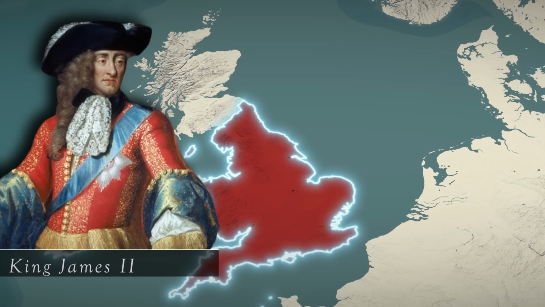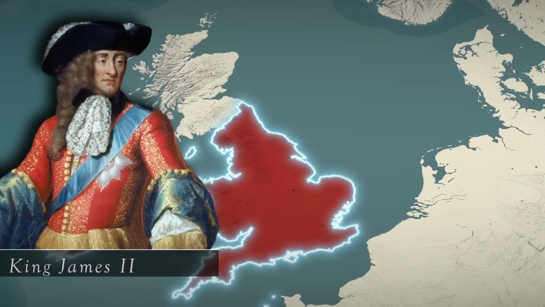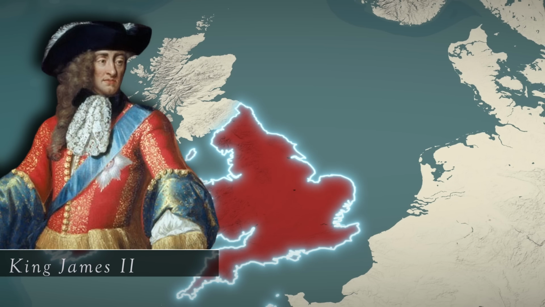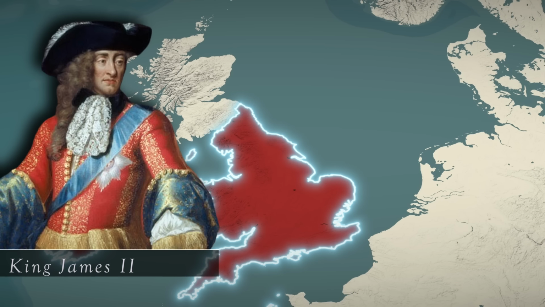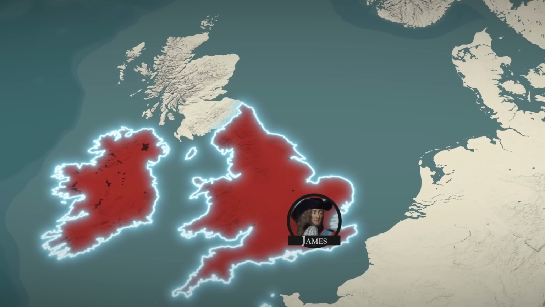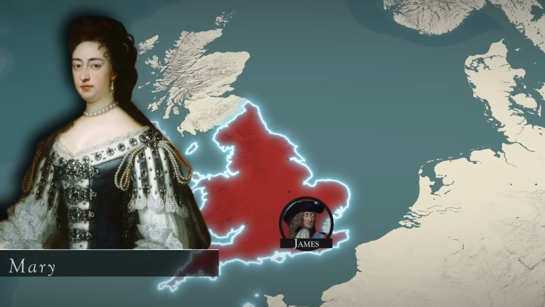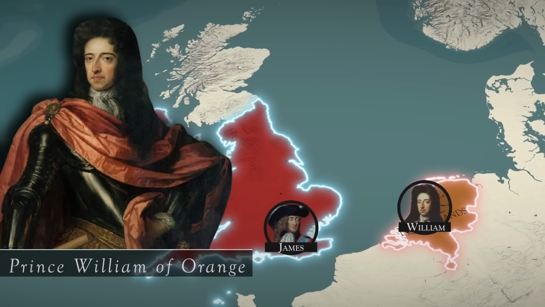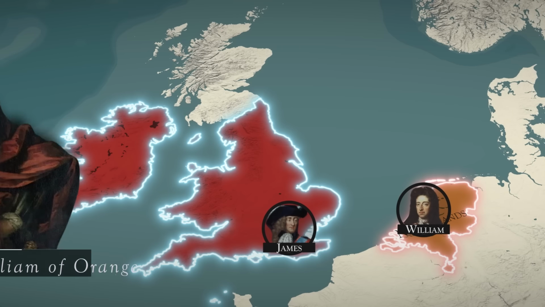However, this quickly ignited another political furore within the kingdom, owing to James being a devout Catholic, and rumours that he wished for England to return to the old faith. Various political factions quickly pressed for his Protestant daughter Mary and her Dutch husband Prince William of Orange to replace him in what became known as the Glorious Revolution.